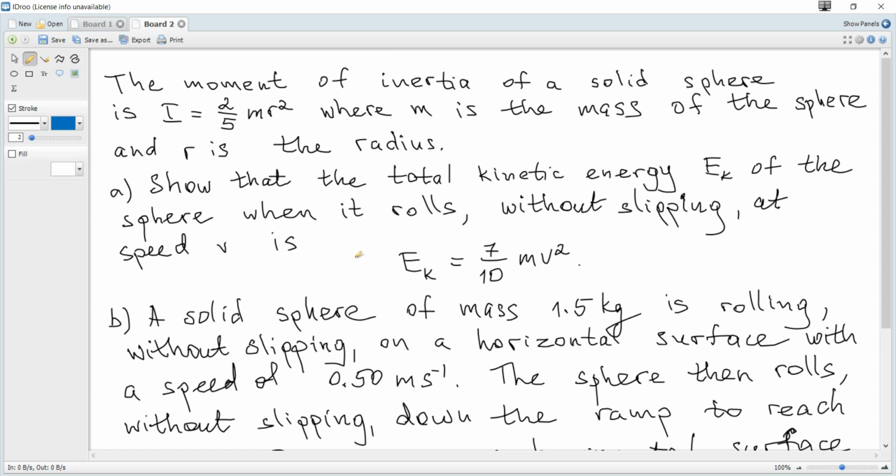The moment of inertia of a solid sphere is 2 over 5 mr squared, where m is the mass of the sphere and r is the radius. Show that the total kinetic energy of the sphere when it rolls without slipping at speed v is 7 over 10 mv squared over 2.